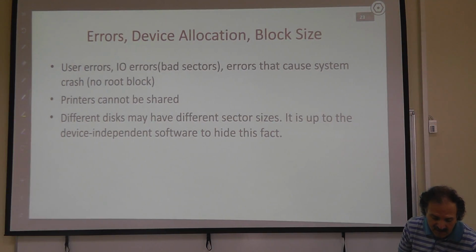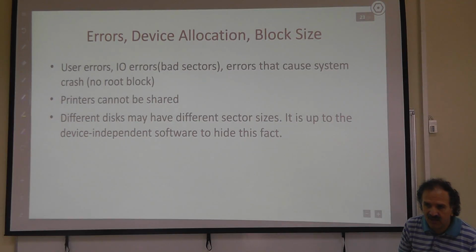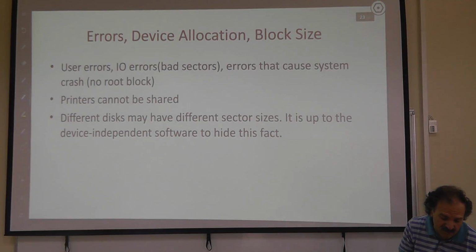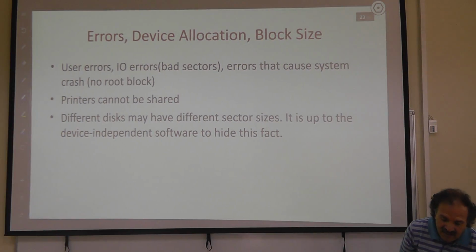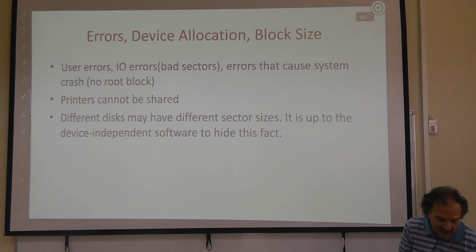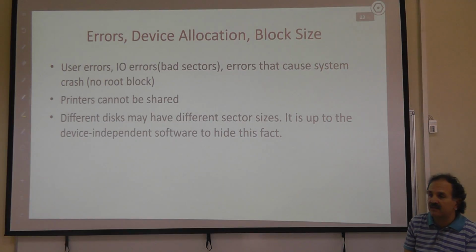Device allocation, I talked about it. Printers cannot be shared; they need to be allocated to different processes. And the block size, normalizing the block size. Different disks may have different sector sizes. It is up to the device-independent software to hide this fact.